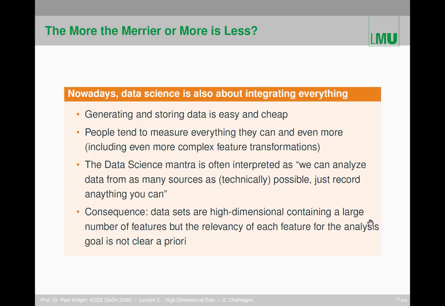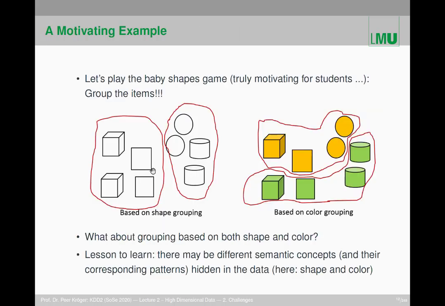And the consequence now is that the data sets are not only high dimensional, but also contain a large number of features where the relevancy of each feature for the analysis goal is not too clear. So for example, going back to our baby shape game, if my application is on grouping the things for shape, but I still have my 10-dimensional feature space, including the features for shape and the features for color, that's actually what very often the situation is.